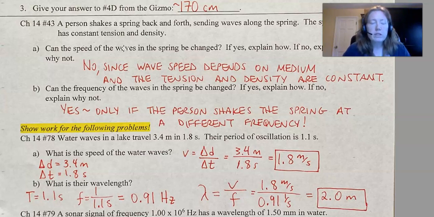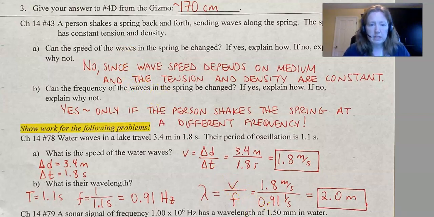Once the person's doing the shaking, they don't have control over how long it takes a pulse to get down to the end of the spring. They don't have control over that. So no, they cannot change that. That depends on the spring itself, the tension and the density. Can the frequency be changed? Well, only by how quickly that person is shaking their hand back and forth or up and down, right?